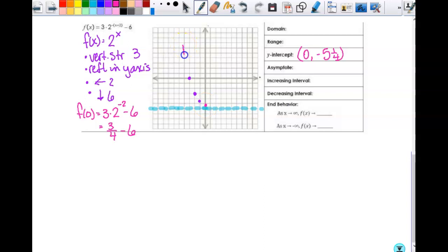So then I can draw this in, like so. Domain, -infinity to infinity. Range, -6 to infinity. Asymptote, y equals -6. Increasing none, decreasing from -infinity to infinity. And as x approaches infinity, f of x approaches -6. As x approaches -infinity, f of x approaches infinity.